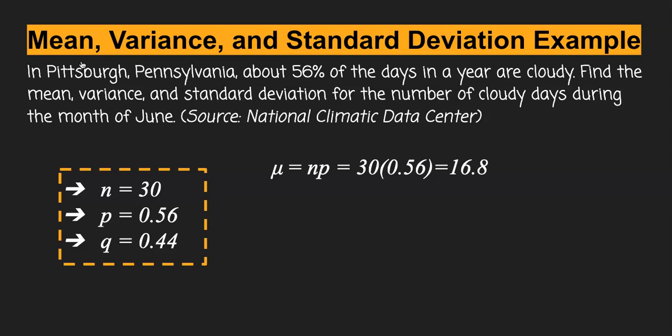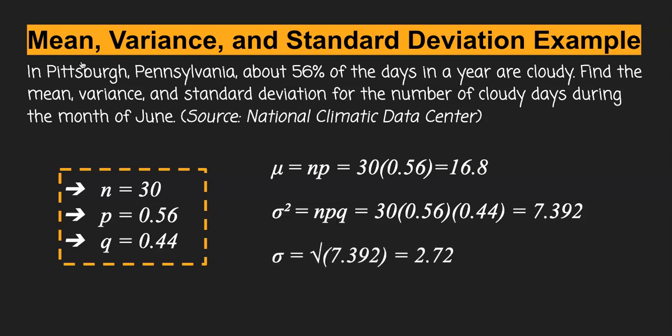Now let's talk about the spread, the variation. To find variance, you're going to multiply N, P, and Q all together. So do 30 times 0.56 times 0.44. You will get 7.392. Now, variance doesn't mean anything; we're not going to really interpret variance, but what we use is the standard deviation. Standard deviation is simply the square root of variance. So take the square root of 7.392, and what you will get is 2.72.